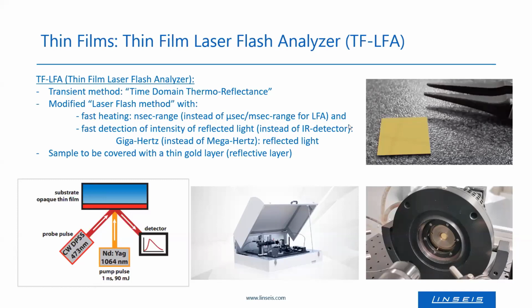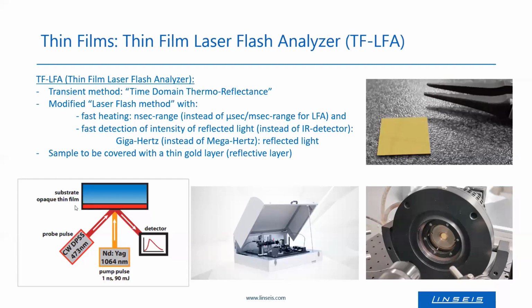And instead of the infrared detector in a usual LFA instrument, which is a quite slow detector, you need a faster detection technique to monitor the surface temperature. And this is done in this analyzer by reflected light. So you have a continuous light, and the intensity of this reflected light is measured. And as the reflectiveness of the surface will depend on the surface temperature, once more you can calculate out of this time temperature curve the thermal diffusivity.